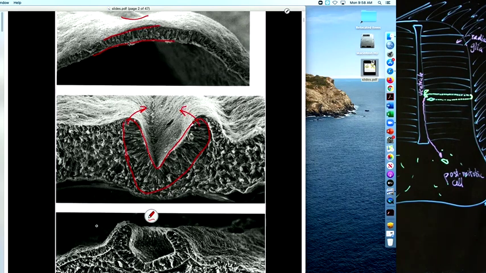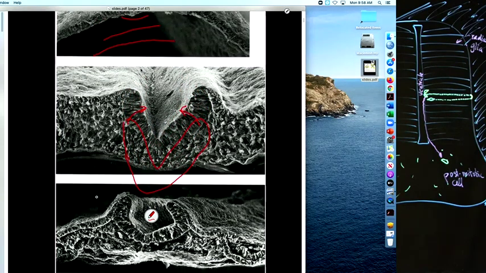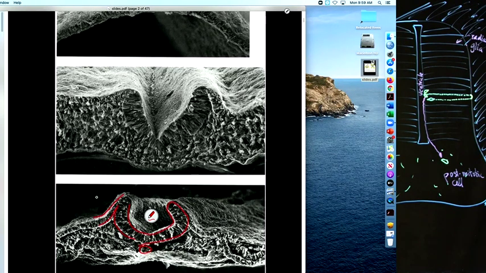And if we look down a little further, you can see it's not quite closed there. And then you can see the notochord down there. And you can see the skin. This is the actual layer of the skin sort of going over the top.